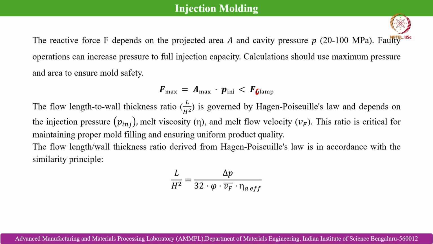The flow length to wall thickness ratio L by H square is governed by the Hagen-Poiseuille's law and depends on the injection pressure P injection, melt viscosity and melt flow velocity. This ratio is crucial for maintaining proper mold filling and ensuring uniform product quality. The flow length by wall thickness ratio derived from Hagen-Poiseuille's law, in accordance with the similarity principle, can be depicted as here: L by H square, the length to wall thickness ratio, is equal to delta P by 32 phi Vf eta effective.